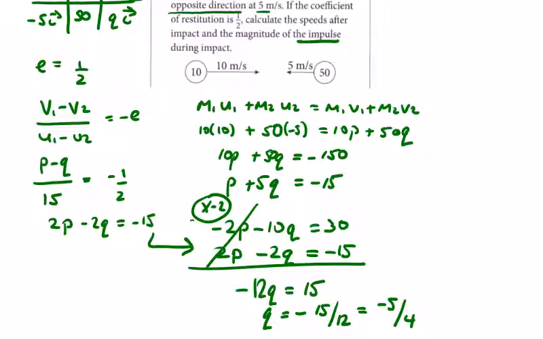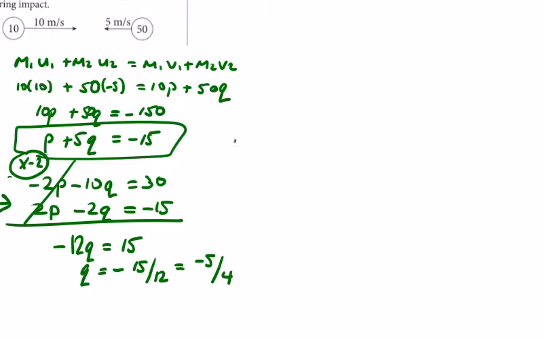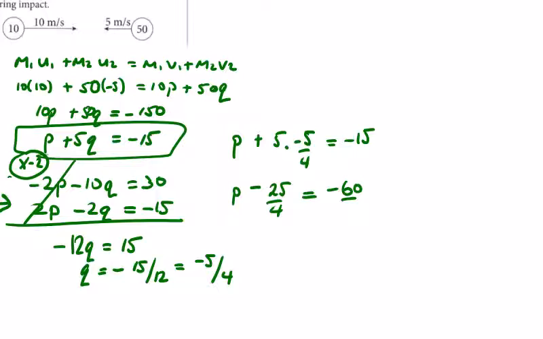We have this equation here: P plus 5Q is equal to minus 15. So P plus 5 times Q equals minus 15. P minus 25 over 4 equals minus 60 over 4. So P is minus 60 plus 25, minus 35 over 4.